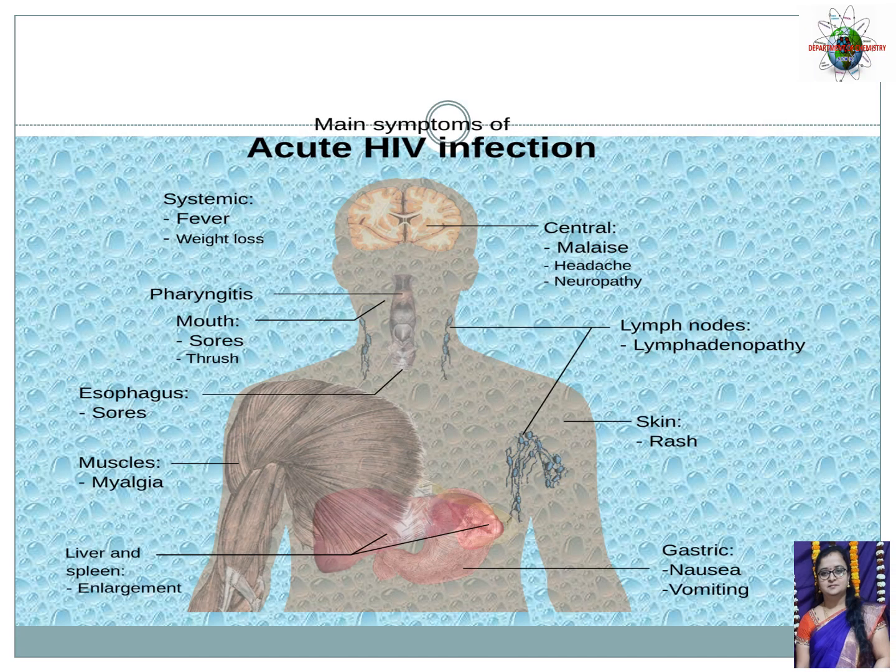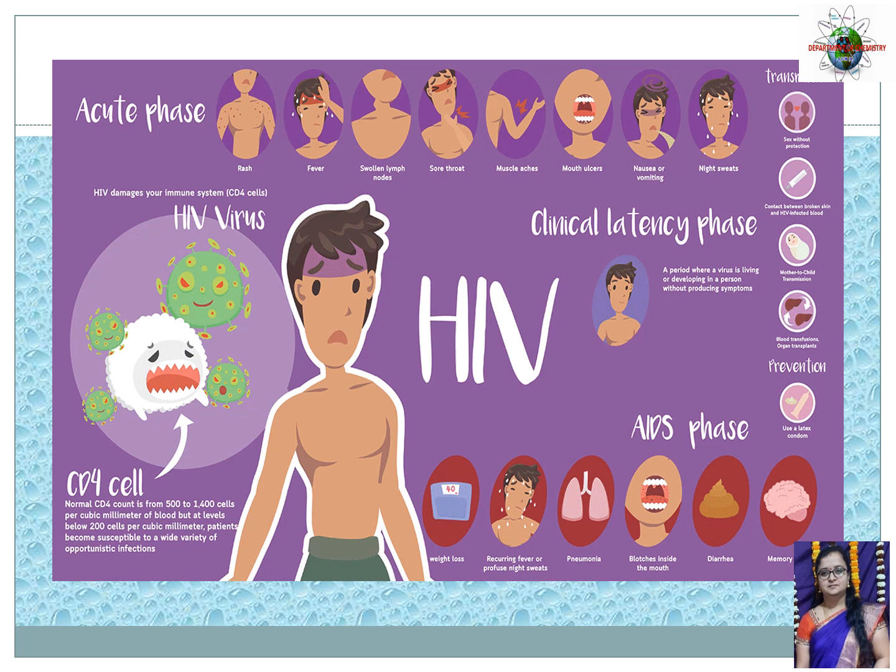These are a few symptoms of acute HIV infection: mouth sores, thrush, esophagus sores, myalgia in muscles, enlargement of the liver and spleen, nausea and vomiting, skin rashes, lymphadenopathy, malaise, headache and neuropathy. These are also a few other symptoms of the acute phase.